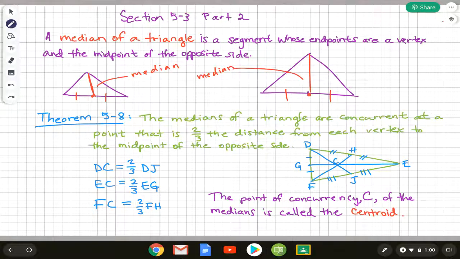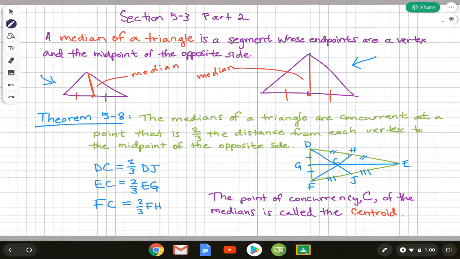And so I've given you a couple of different triangles here. This one that's larger looks sort of like an isosceles, so it kind of looks like the median is a perpendicular line there, but it does not have to be. So I tried to draw a second triangle. I still didn't do a great job, where you can see that the median is not a perpendicular line. All it has to do is come from a vertex and go to the midpoint of the opposite side.